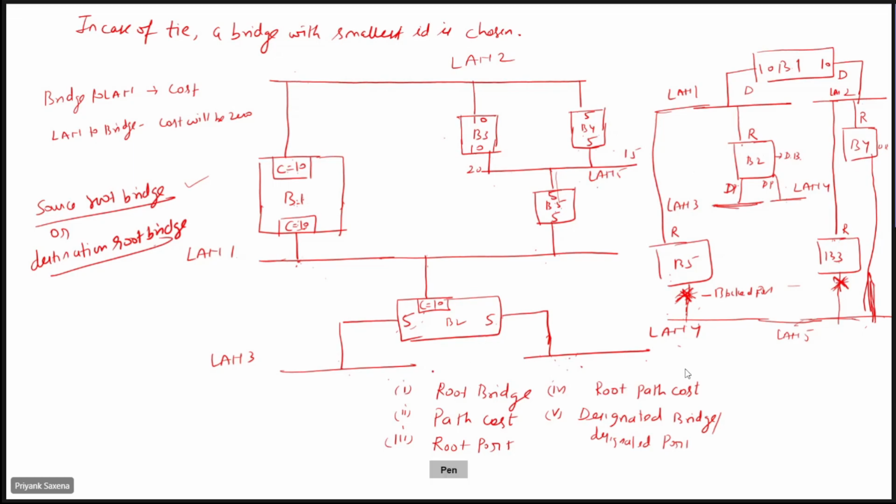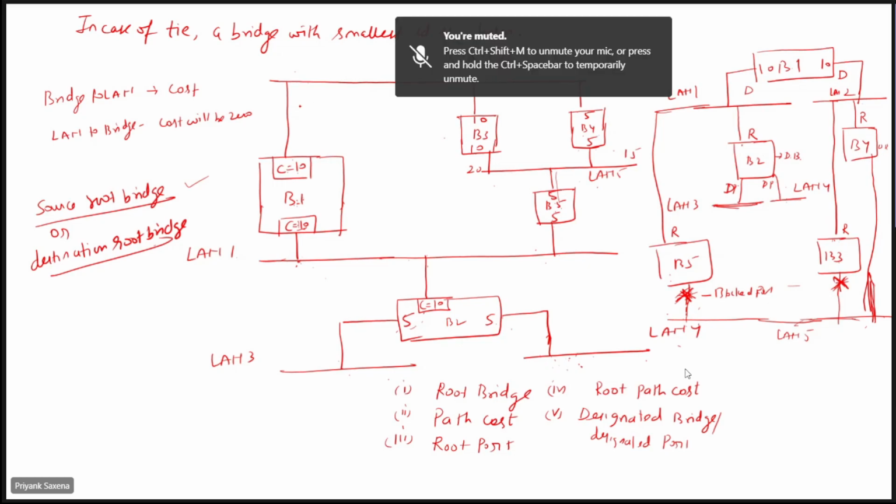So do you understand what the root bridge is? What is the root path cost? There are some other definitions. What is path cost? Path cost is the cost associated with each bridge. Suppose you are moving from bridge B1 to LAN 4, from LAN 2 to LAN 4. The path cost will be 10 plus 5, 15. The total cost associated from LAN 2 to LAN 4 will be 15. So that will be the path cost.